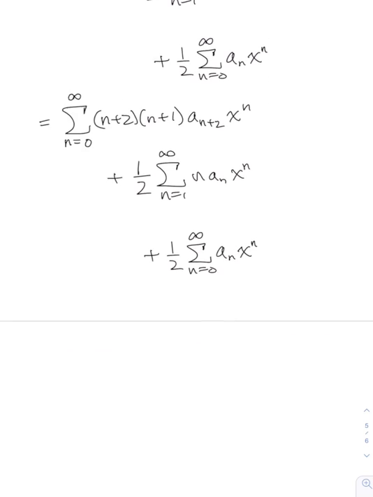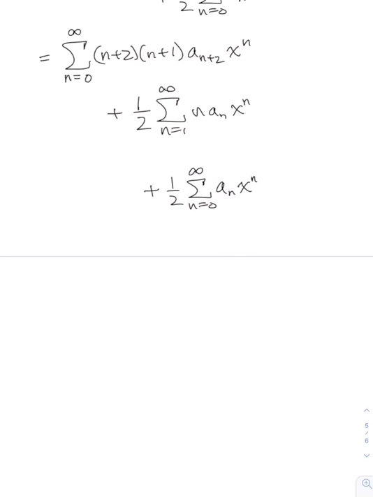Okay, now I'm ready to combine my series. But there's one other thing in the way of me combining the series, and that's the fact that they don't all start in the same place. I would have to have them all starting at n equals 0 or all starting at n equals 1 to combine them. So what I'm going to do is pull off the 0 term in the first series and put it off separately, and then also pull off the 0 term in the third series and pull that off separately.